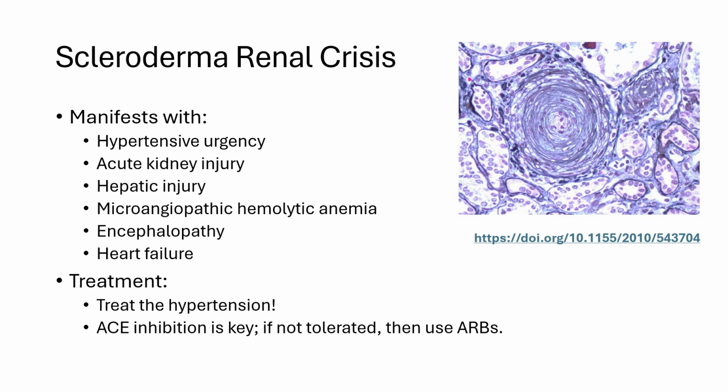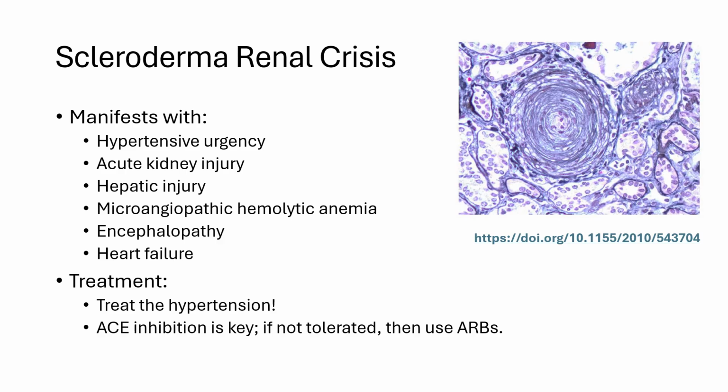The mainstay of treatment is to treat the hypertension. If we can get the blood pressure down, then most of the time all of these other manifestations are going to resolve and get better. The mainstay of treatment really is inhibiting angiotensin. So ACE inhibitors have been revolutionary for treating scleroderma renal crisis.